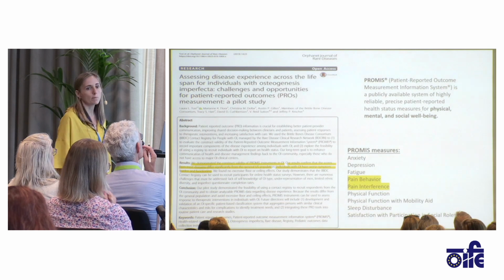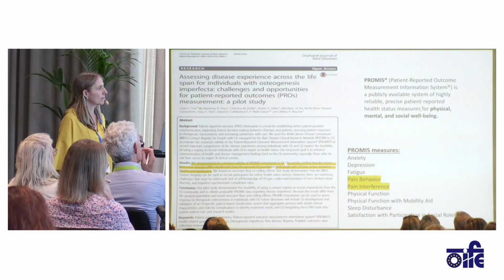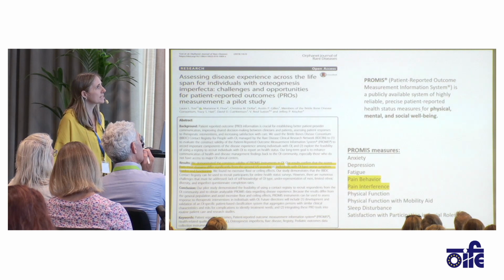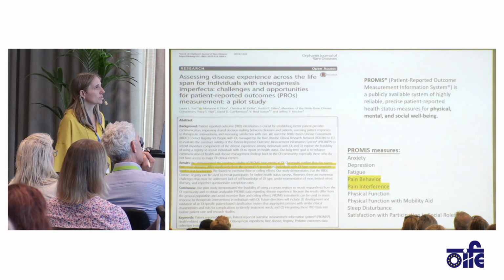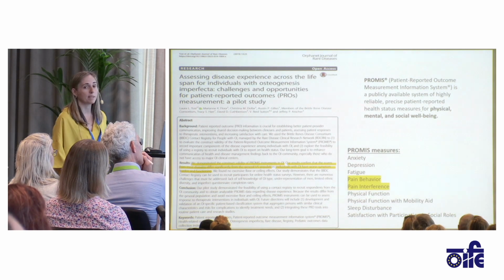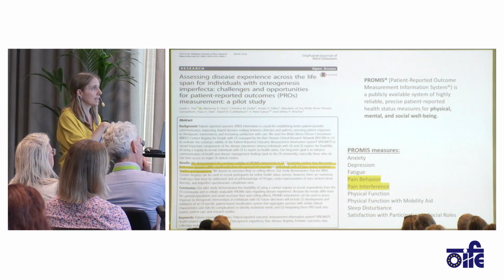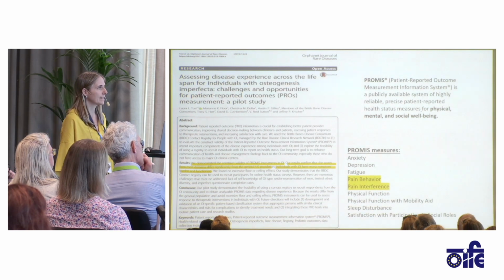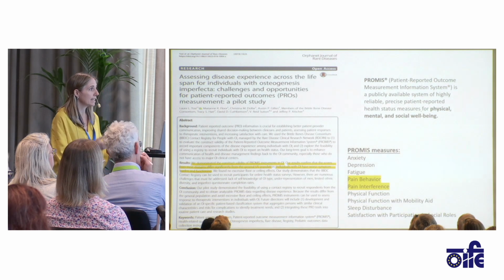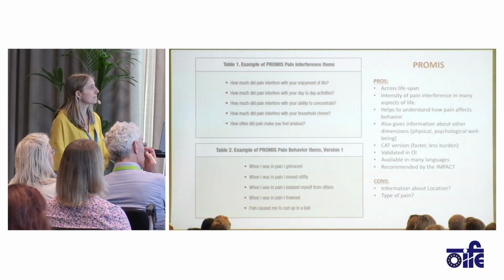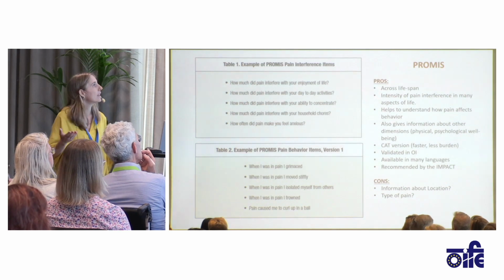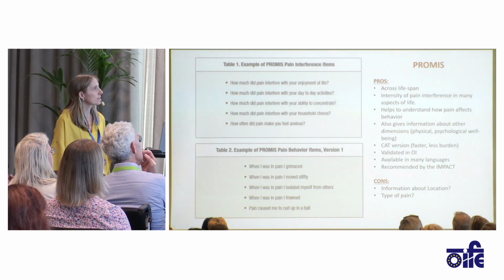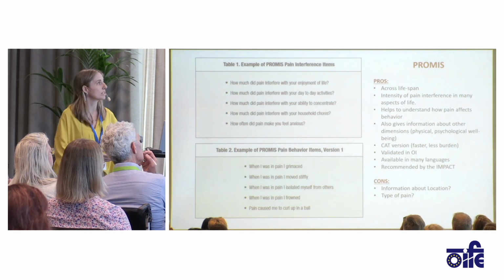Everybody knows about PROMIS, and I know that there is a talk later today about PROMIS too, but PROMIS, for the ones that don't know, is a multidimensional tool that measures physical, mental, and social well-being. As you can see, these are all the categories that might be assessed with PROMIS, and they assess pain behavior and pain interference. So these are some questions as examples of pain interference and pain behaviors that may be assessed using PROMIS.